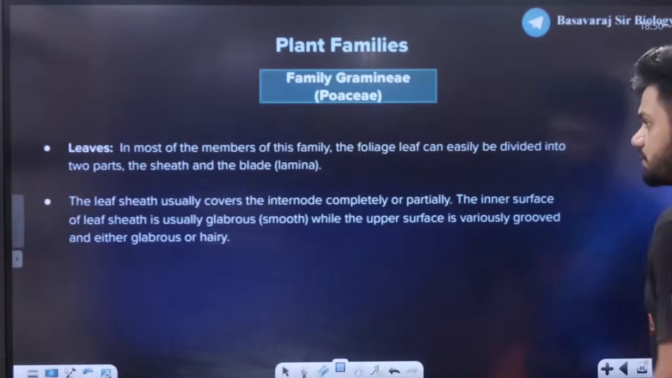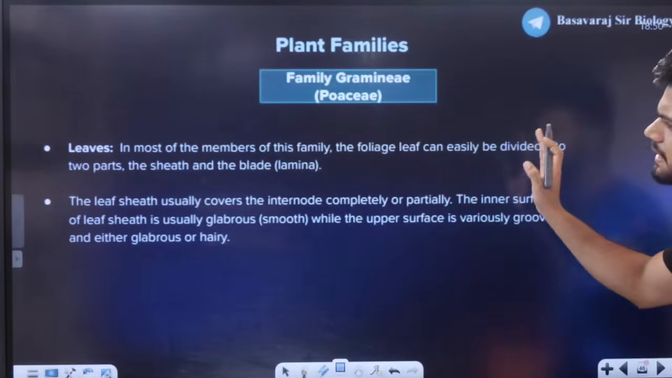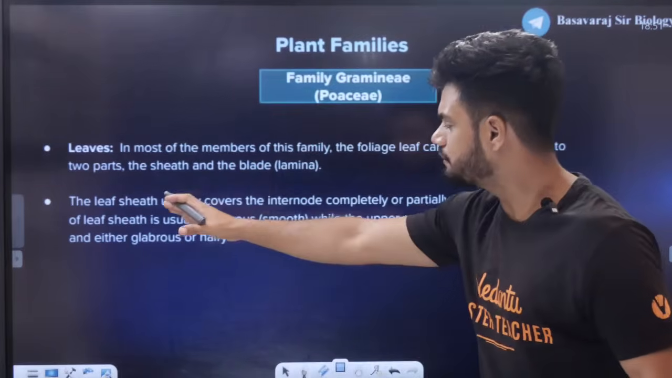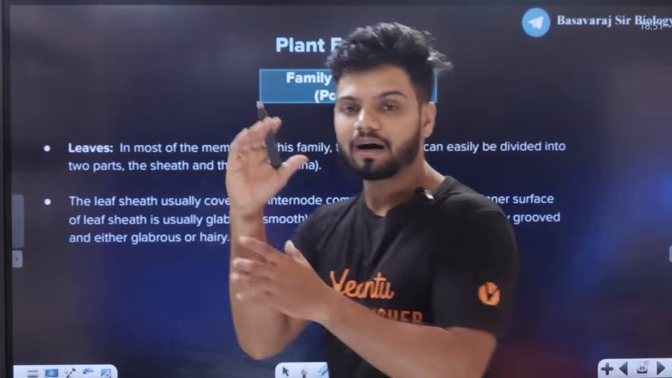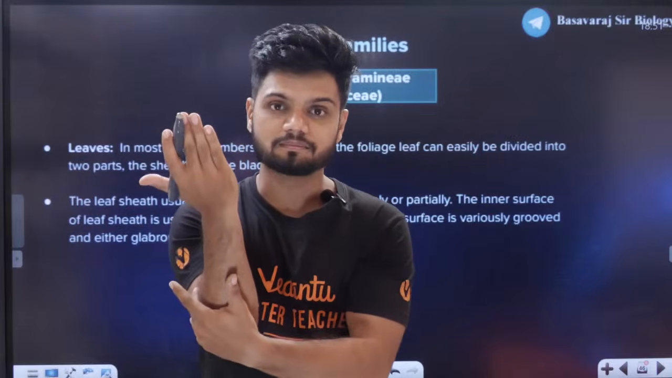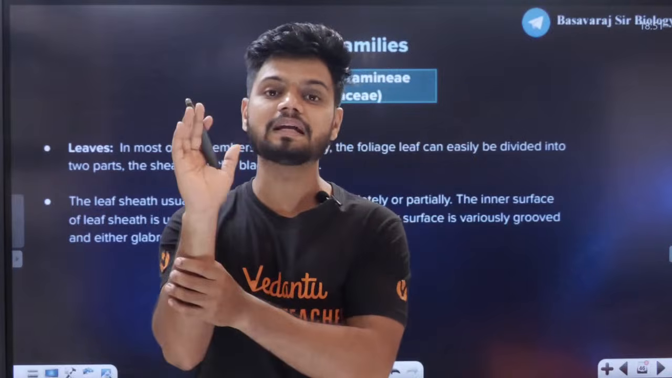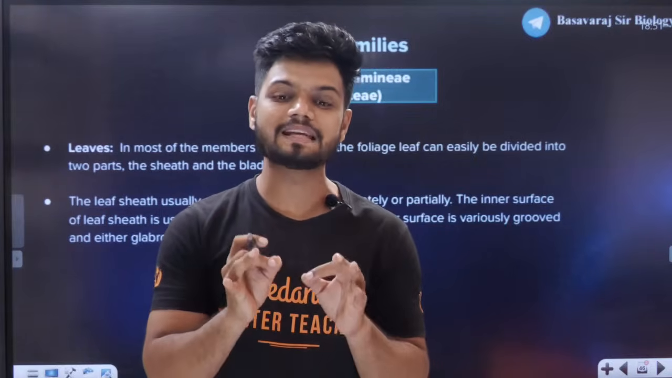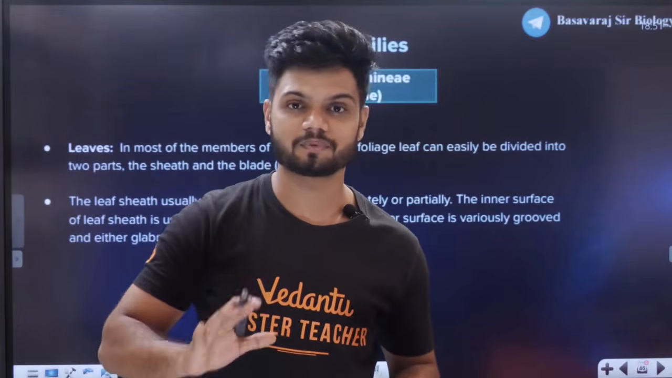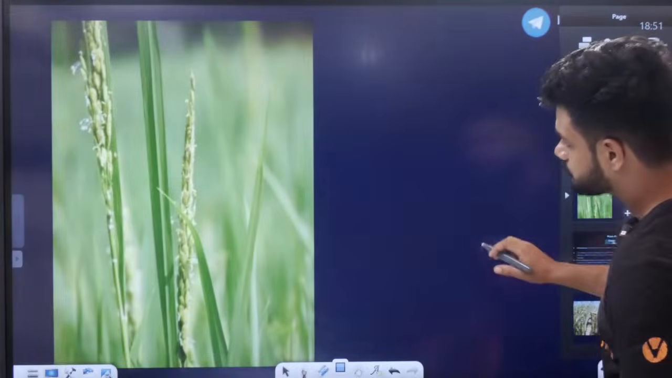Okay. Now here leaves. In most of the family members, foliage leaves can easily be divided into 2 parts, that is sheath and blade, and all of you know the monocot leaf. Leaf sheath base can be seen here. That is, the leaf base will partially or fully cover the stem. It will completely cover the stem itself. That is called leaf sheath base, where the leaf base is covering the stem. Okay, the stem is covered. You might have seen this in the case of all these grasses.